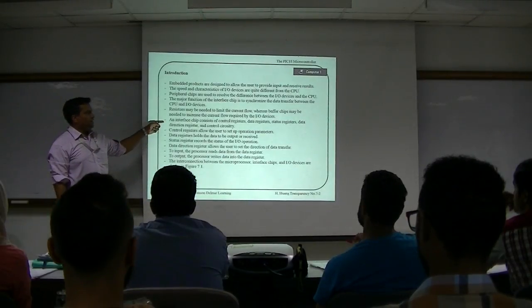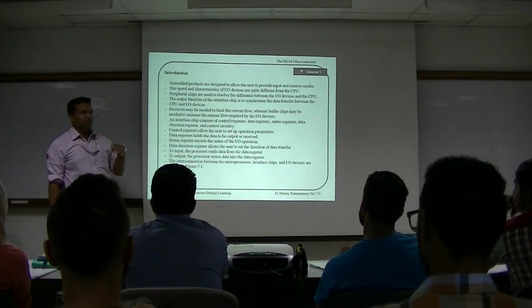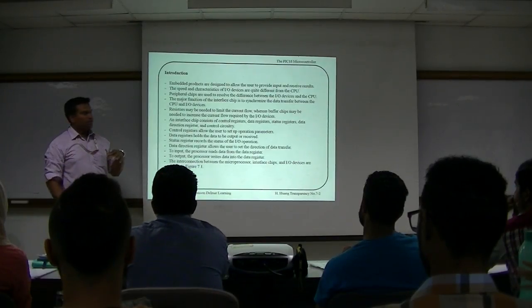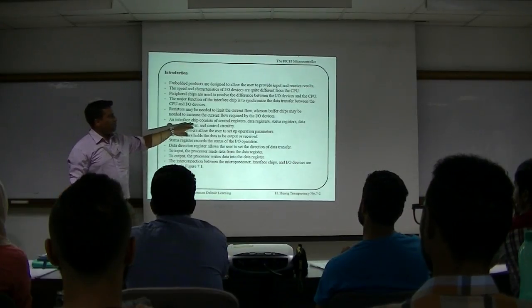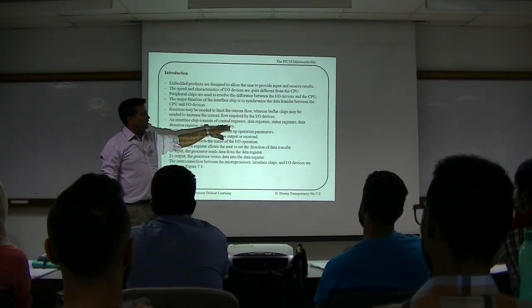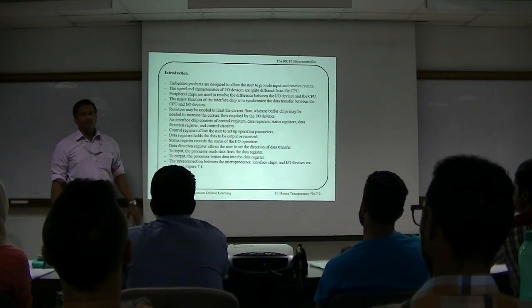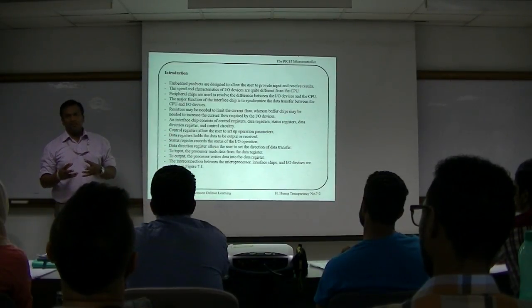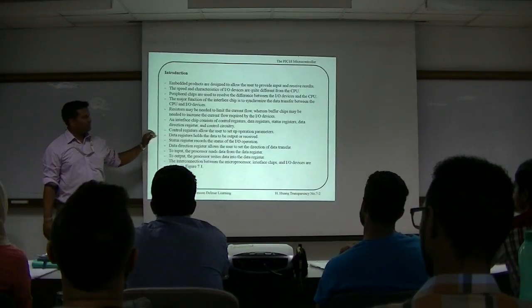An interface chip consists of control registers. So just now we mentioned the interface chips are actually synchronizers. So what are the components of an interface chip? It usually consists of control registers, data register, status registers, data direction register, and control circuitry. These are part of the very general, what we say, interface chip will consist of all these components.